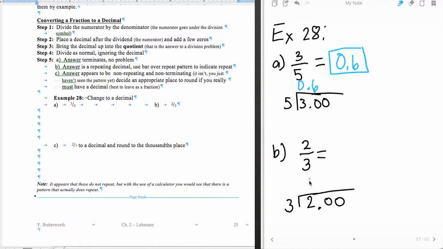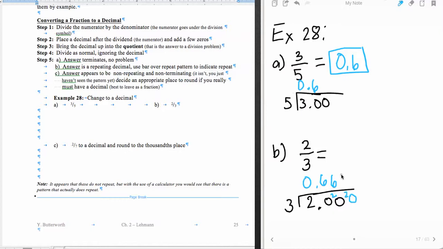Okay, now 2/3. 2 divided by 3. Numerator inside, denominator outside. Decimal comes up. 3 will not go into 2. 3 will go into 20. That will go in there 6 times with 2 left over with our short division. 3 will go into 20 6 times again. We can add another 0 as needed here.